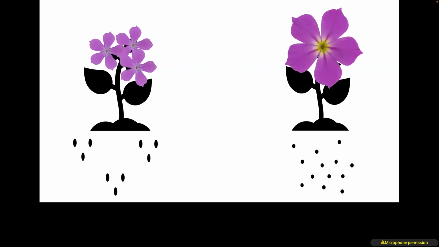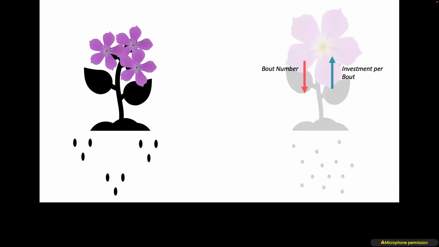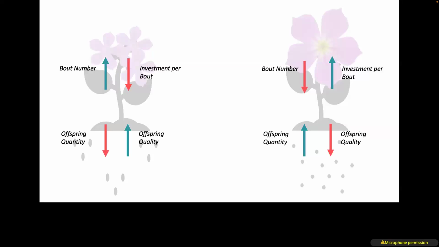And I think about these as more or less representing investment in a particular reproductive bout when we think about how many flowers you're producing. And in terms of seeds, you're investing much more in offspring quantity than quality when you're producing lots of small seeds. And the inverse is true for our small flowered plants that are producing much more in a greater number of reproductive bouts and also more in offspring quality versus quantity in terms of seed size.